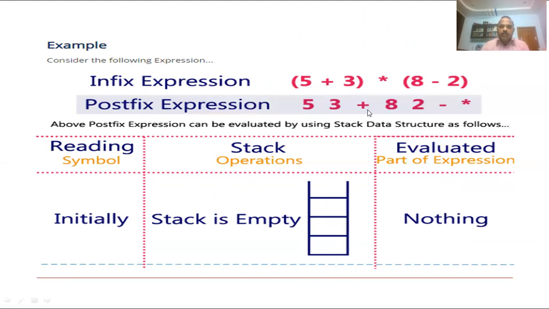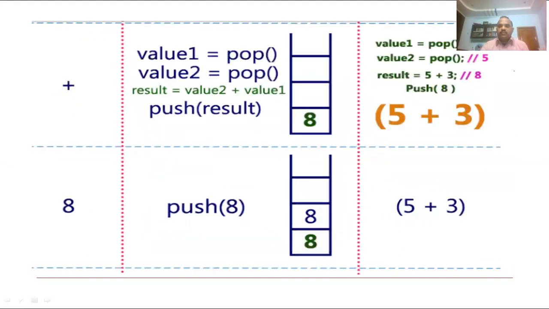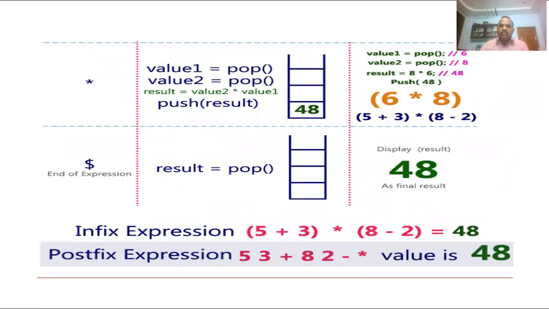Here, 5, 3 plus, 8, 2 minus, asterisk. This is the postfix conversion of the expression. This is infix, this is postfix. So evaluate using stack operations. 5, 3, 8. Then the next one, push 8. 8 minus 2 is 6. 6 into 8 equals 48. Clear? This is the output.